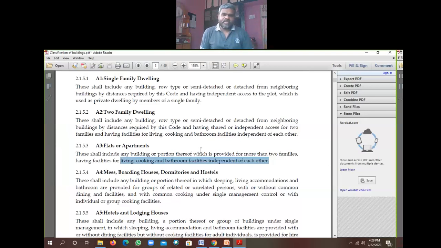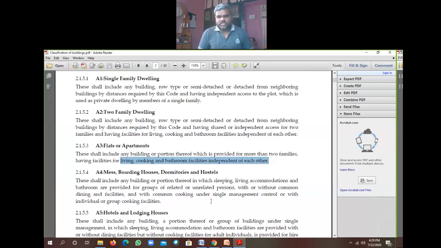These are A3 buildings. A4 buildings are mess, boarding houses, dormitories, hotels. These may not have cooking facilities. These shall include any building or portion thereof in which sleeping, living accommodations and bathrooms are provided for groups, related or unrelated persons, right, with or without common dining facilities, and with common cooking under the single management or control. So mainly hostels, dormitories, right?